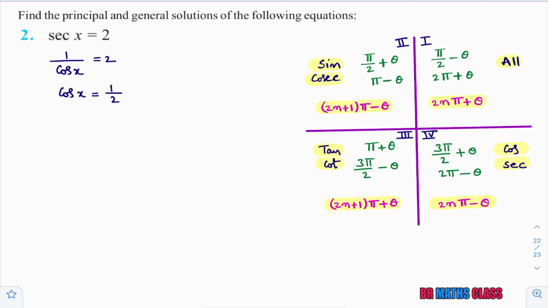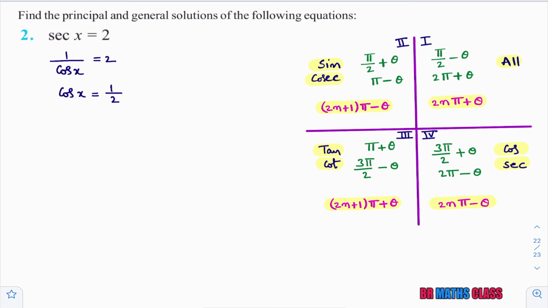Okay, cos x, you observe here, they given positive answer or negative answer. Cos x is positive. Cos x is positive in which quadrant? Cos x is positive in first quadrant. Cos x is positive in fourth quadrant. You see here 2 pi minus theta lies in fourth quadrant. In fourth quadrant, cos x is positive.